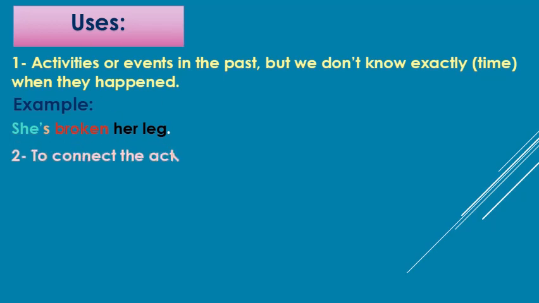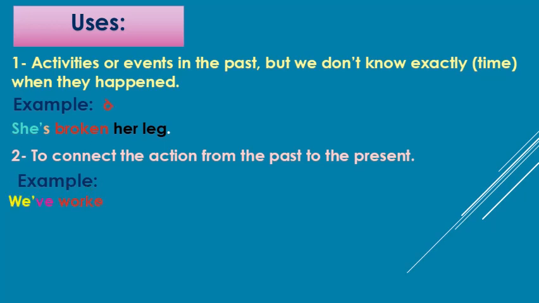Number 2. To connect the action from the past to the present. For example, we've worked at this office for 2 years. So they started working in this office 2 years ago and they are still working. They started working 2 years ago and are still continuing to work in this office.